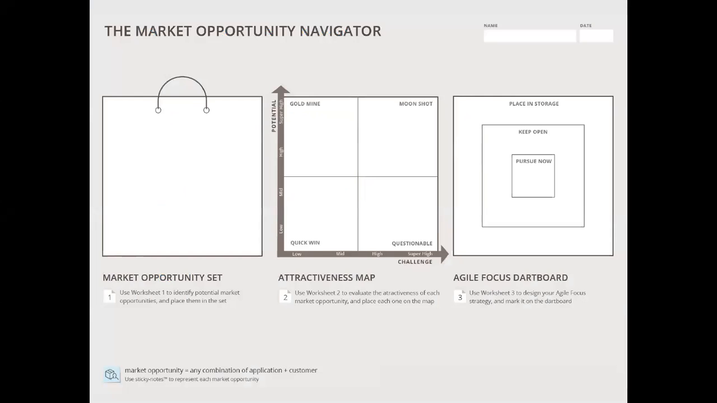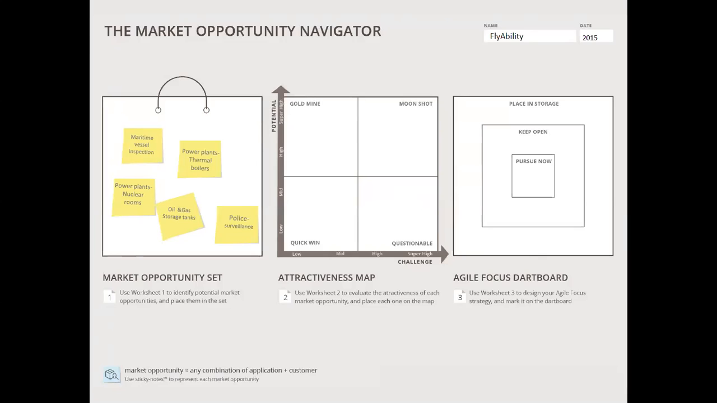The first step is what we call generating your market opportunity set. With the help of a dedicated worksheet, worksheet 1, you discover new market opportunities for your innovation. The result can be depicted on this shopping bag using sticky notes that represent different market opportunities. So Flyability, for example, identified 5 markets at the outset which they wanted to learn more about and further consider.